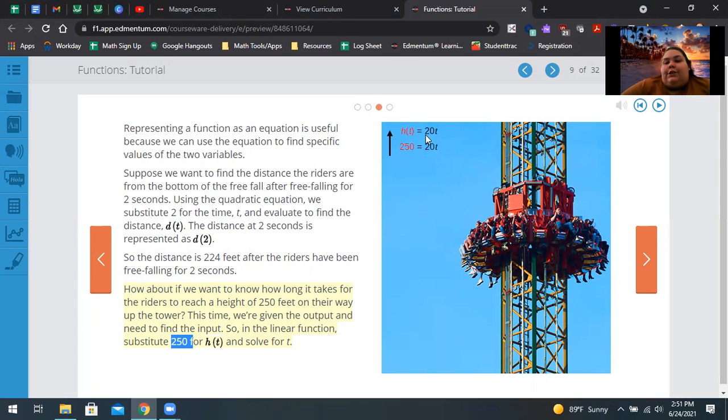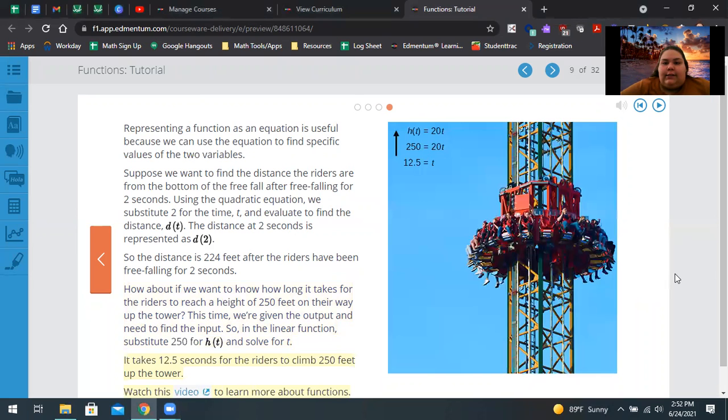By using that first linear equation, they've replaced h of t with 250, and they set it equal to 20t, which is already set. Then we're going to solve for t. From there, we isolate the t value by dividing by 20 on both sides, which they did for us right there. So 12.5 is equal to t. That means 12.5 seconds into the ride, they're at 250 feet.